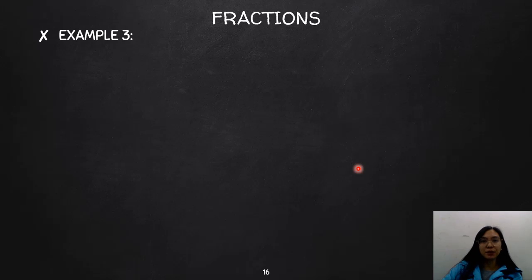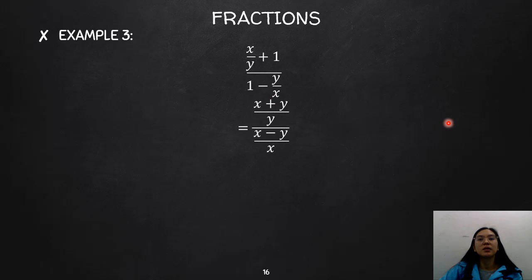So, let's have another example for fractions. So, for example, we have this. X over y plus 1 divided by 1 minus y divided by x. So, of course, una natin gagawin is to simplify. So, parang ito kasi magiging 1 over 1. So, parang gagawin lang natin siya yung isang rule kanina, adding fractions with different denominators.